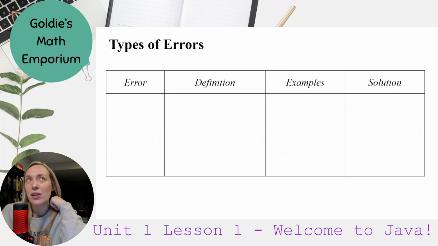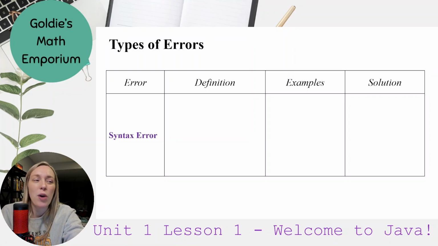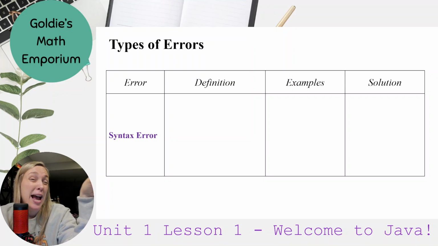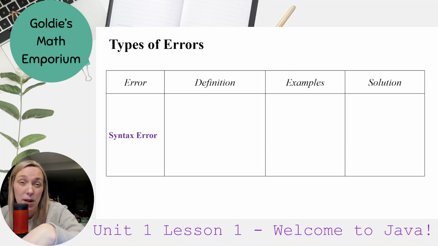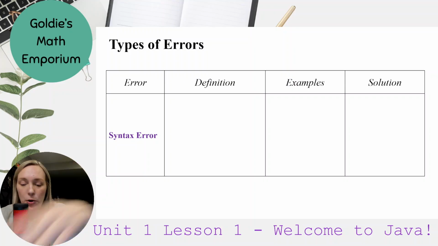Okay. Now let's talk a little bit more about errors that can occur in a program. I've already briefly talked about syntax and how we have the syntax rules that need to be followed in our program.